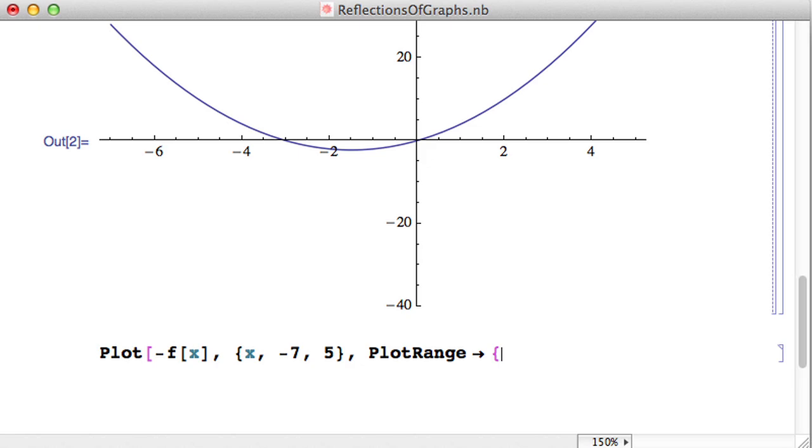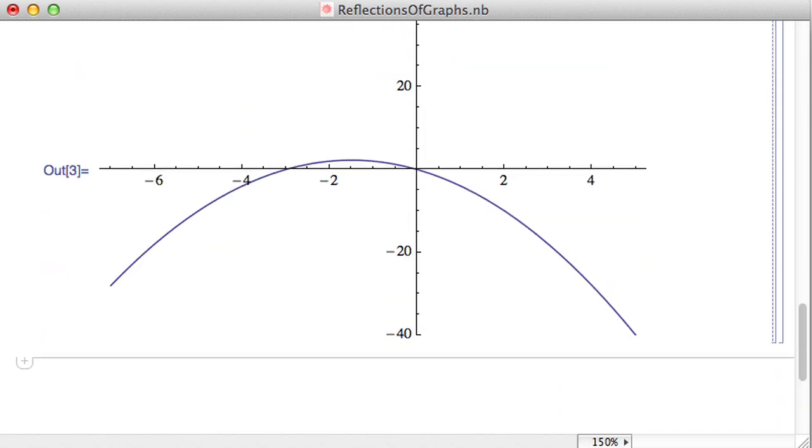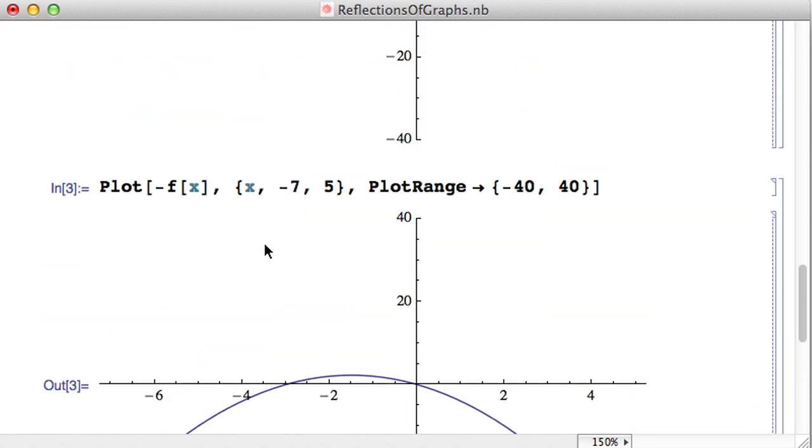And my plot range will be from -40 to 40 again. And there we see I reflected it about the x-axis. That's all I did, I multiplied the y value by -1. The x value stayed the same. I didn't manipulate the x values at all.